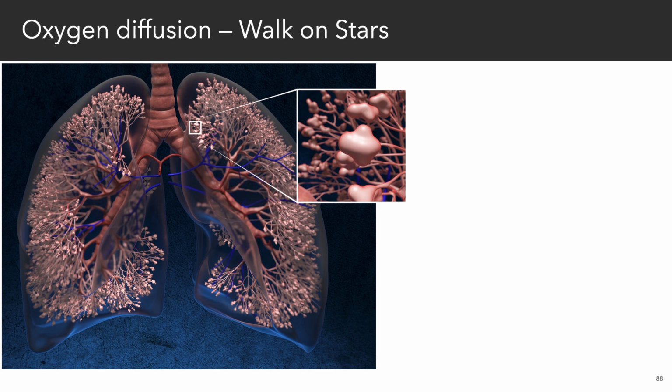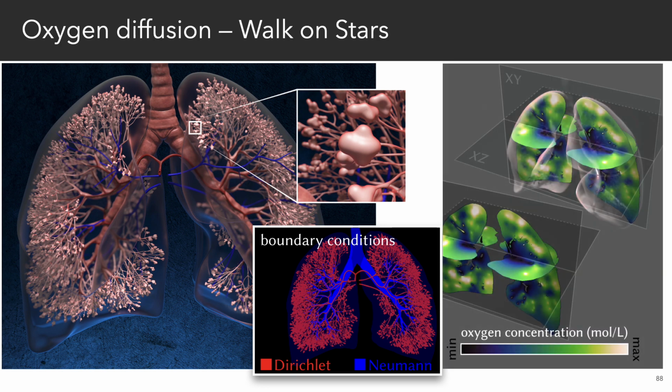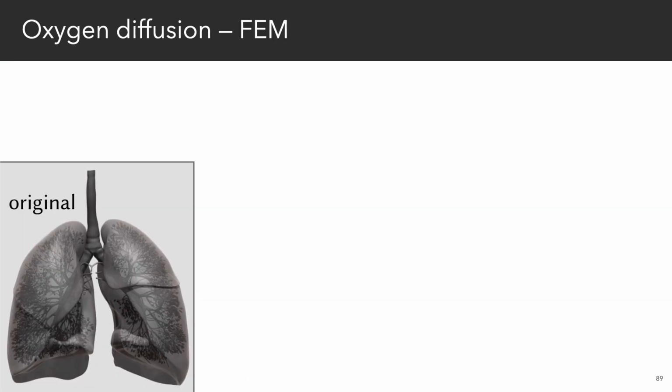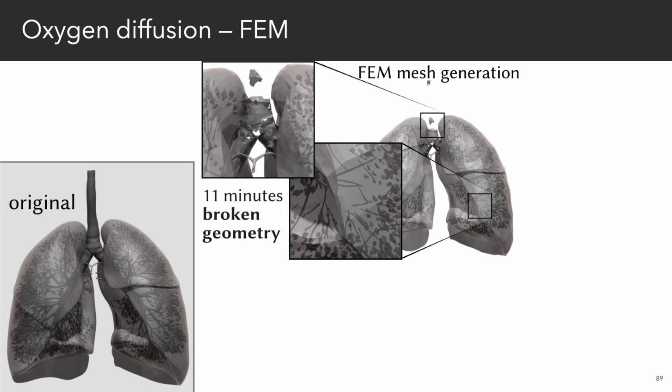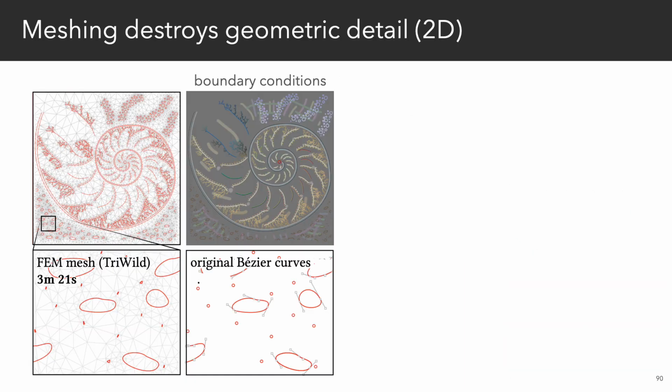So to stress test our solver, we modeled oxygen diffusion in a detailed model of the lungs by solving a Laplace equation with mixed Neumann and Dirichlet boundary conditions. Our walk-on stars solver allows us to inspect the solution easily on just a 2D slice, rather than needing to solve everywhere on the full 3D domain. If we instead try to generate a tetrahedral mesh for FEM quickly, then state-of-the-art meshing tools can end up throwing away important geometry like the trachea leading into the lungs. And to actually get the geometry right, we end up needing to wait more than 24 hours to generate a sim-ready mesh. Even in 2D, robust triangulation algorithms can fail to preserve geometric detail.